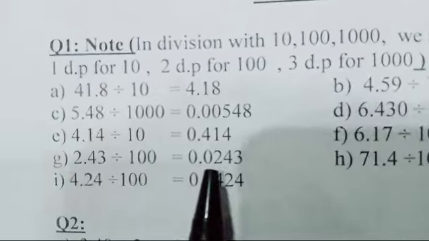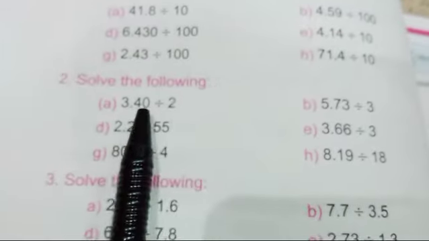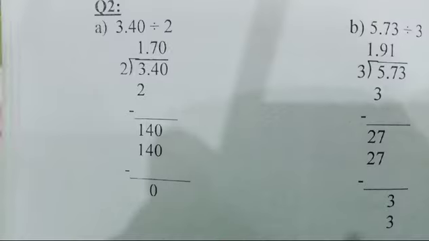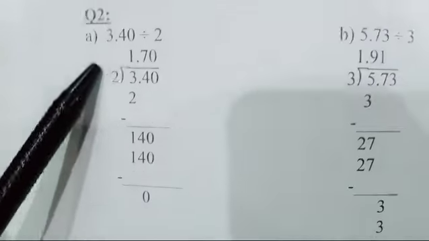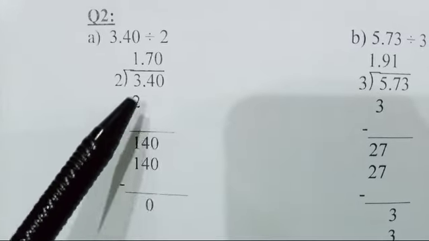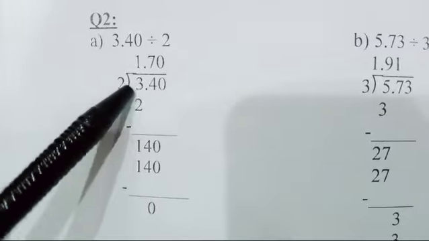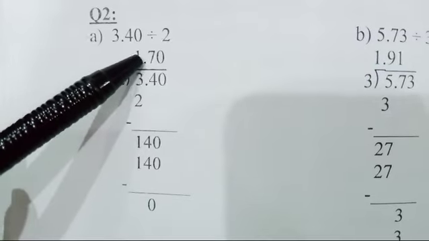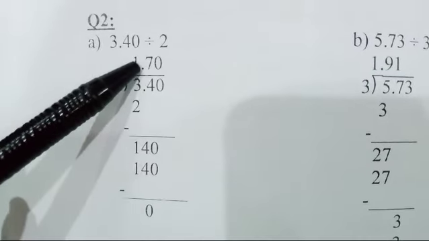Clear? Question number 2 is division with whole numbers. We will divide it in the simple way. 2 ones are 2, 3 subtract 2 is 1. Now we will take this decimal point upward in the quotient. Simply write it here, that's it.